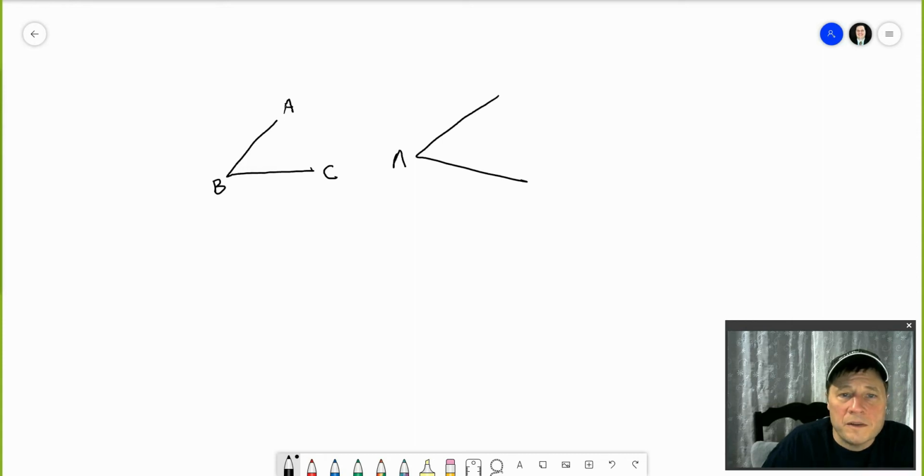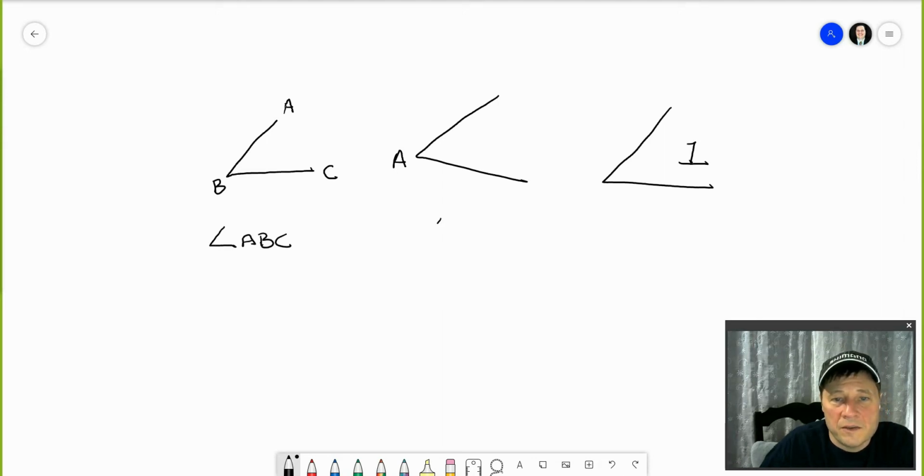We could have them written this way. And we could have them written this way. So essentially, this is the 3-letter identification. So this actually would be identified as angle ABC. This one is identified as angle A. And of course, this one is identified as angle 1. So any of these are fine.